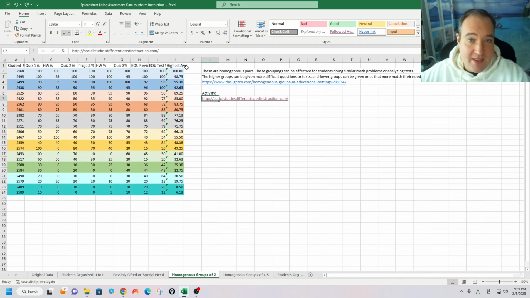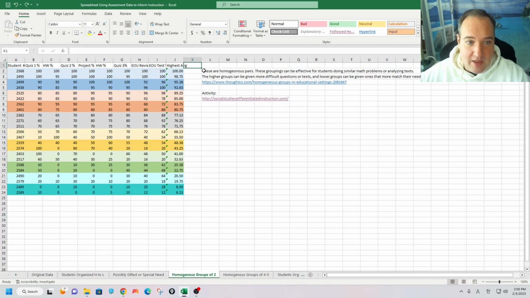So my first grouping is homogeneous groups of 2. Homogeneous groups of 2, so we've got our highest people together and our lowest people together. And there's a little bit of information I wrote right here. This is good for similar math problems or analyzing text together. The higher groups can be given more difficult questions, and the lower ones can be given ones to match their needs.